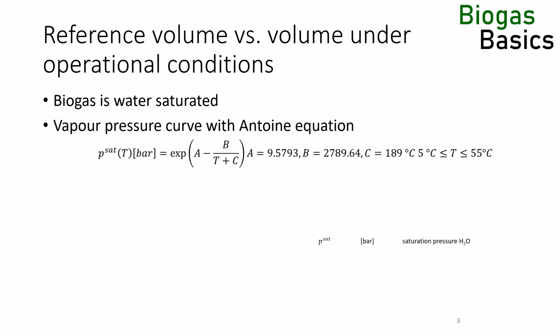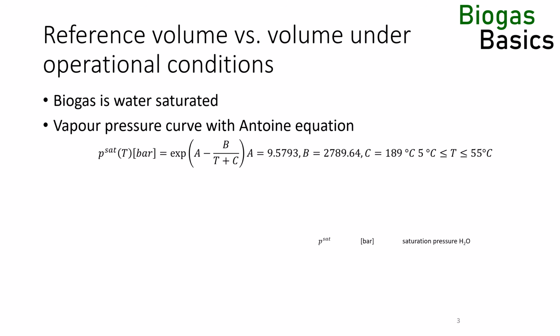The Antoine equation is P equals exponential function of A minus B over C plus T. It is an empirical function and must be fitted to the correct pressure and temperature units. For the temperature range 5 to 55 degrees Celsius, the parameters A equals 9.5793, B equals 2789.639, and C equals 189 degrees Celsius can be used. The pressure is in bar.